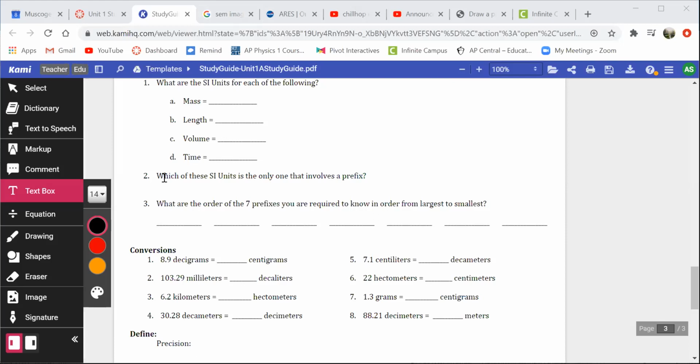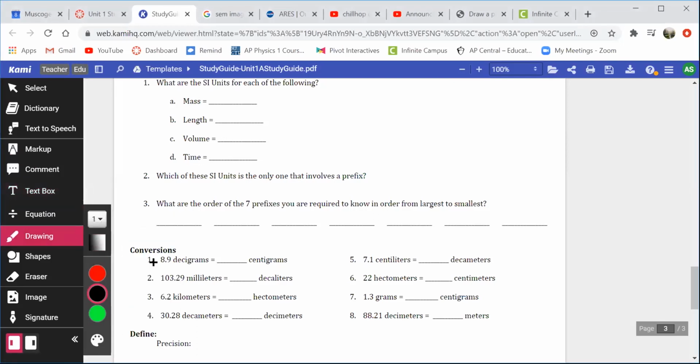And now number 2, we mentioned this earlier, but which of these SI units, which of these 4, is the only one that involves a prefix? Mass. All right, so what was that unit and the prefix? Kilograms. All right, so kilogram is going to be the answer there, and that's again because grams are so small.